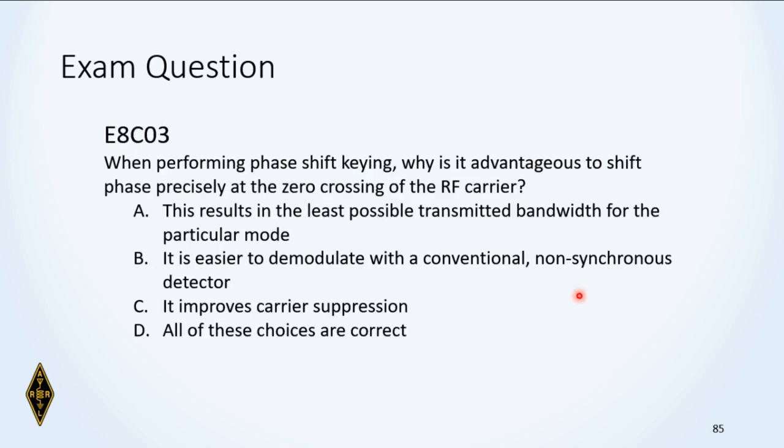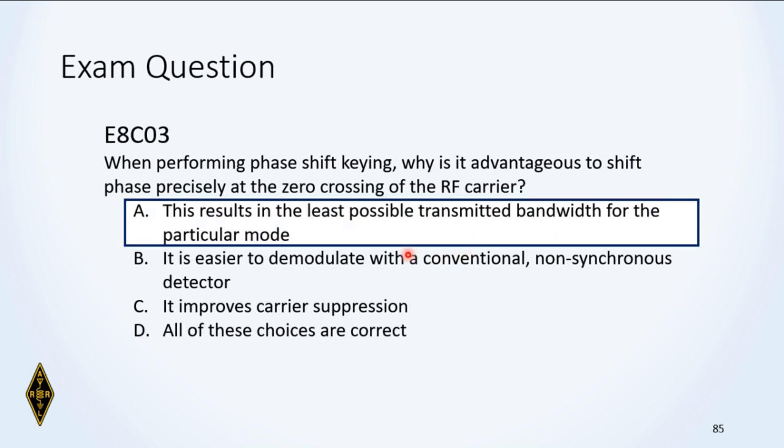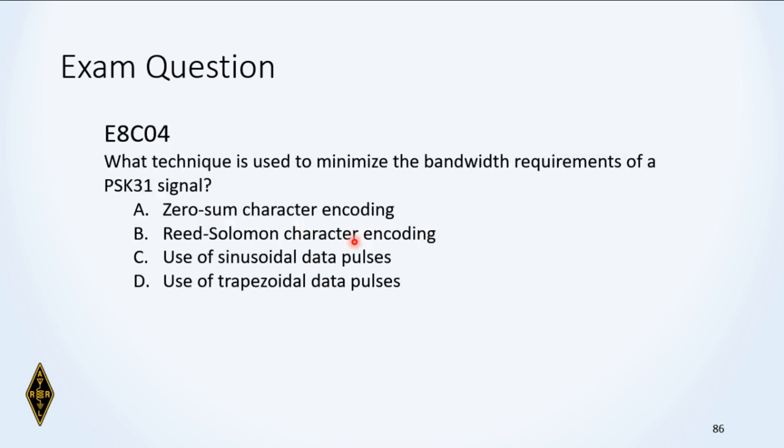Yep. When performing phase shift keying, why is it advantageous to shift phase precisely at the zero crossing of the RF carrier? A again. It results in the least possible transmitted bandwidth for the particular mode because it's happening at a zero power point. What technique is used to minimize the bandwidth requirements of a PSK31 signal? Yep, I was hearing people wanting to say C, but then not wanting to be first. But you reinforced each other, and we got it. Yep, and that was this diagram here.